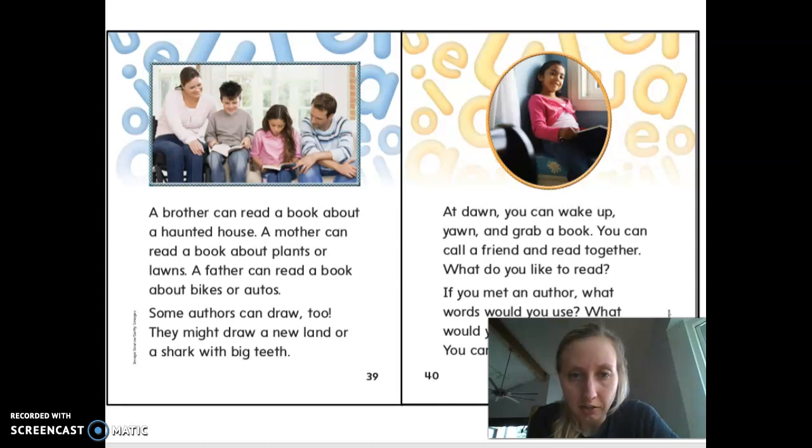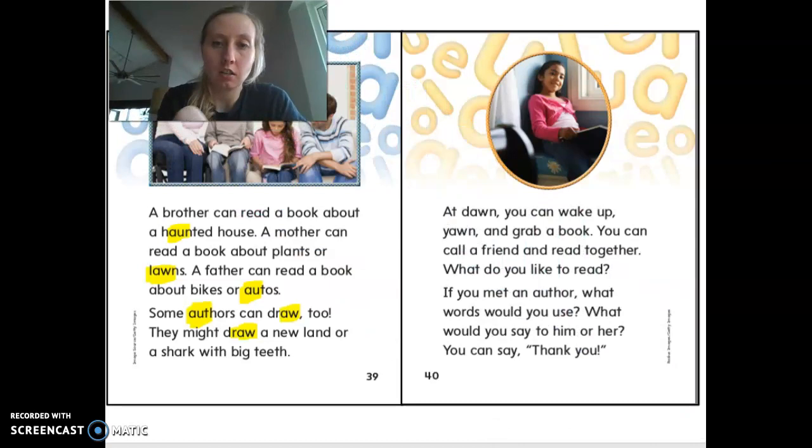A brother can read a book about a haunted house. A mother can read a book about plants or lawns. A father can read a book about bikes or automobiles, cars. Some authors can draw too. They might draw a new land or a shark with big teeth.